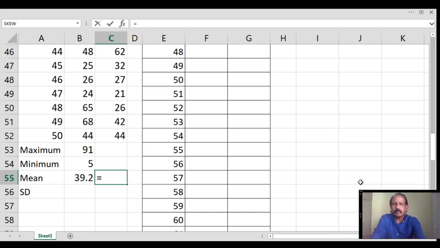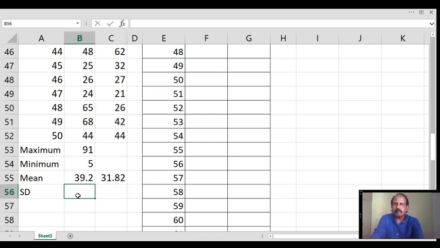Now we find the mean of female, and for that the function starts with equal sign, then we write AVERAGE, and in bracket the data range of female, that is C3 to C52. Now we close the bracket and press the enter key. In this way we have got the means of males and females.